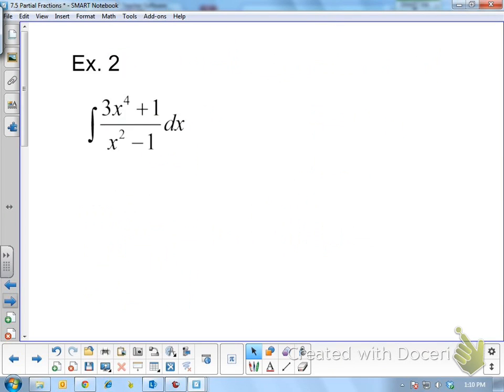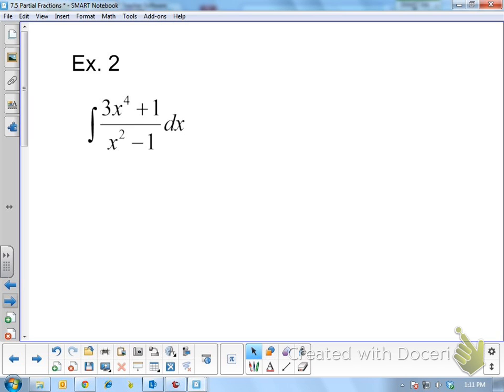So we're going to finish up what we were talking about yesterday. Yesterday we started with our partial fractions, which was a way to take a rational function and split it into two pieces so that we could actually integrate it.